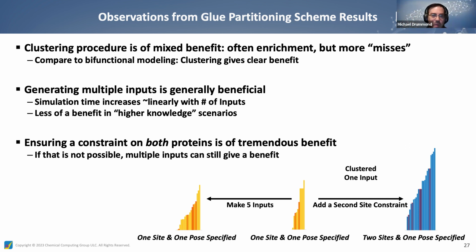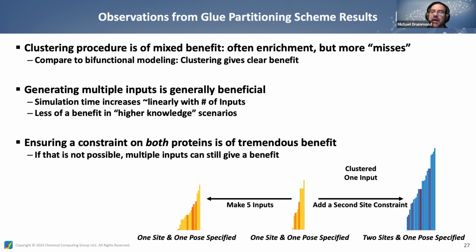I'm getting so many more hits; my hit rates are better. And for this 32 member test set, I'm getting so many more answers with crystal-like poses there. So it's a huge benefit to be able to constrain at least a little bit both proteins as opposed to just a single one. However, that does require having additional information about your system.